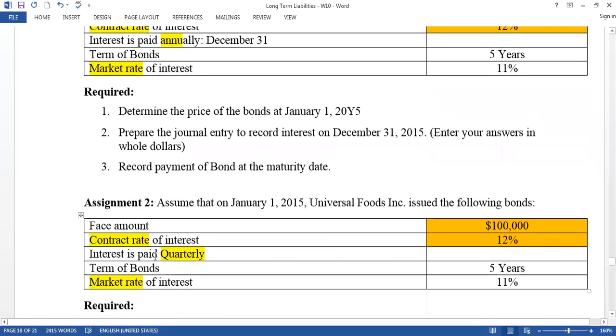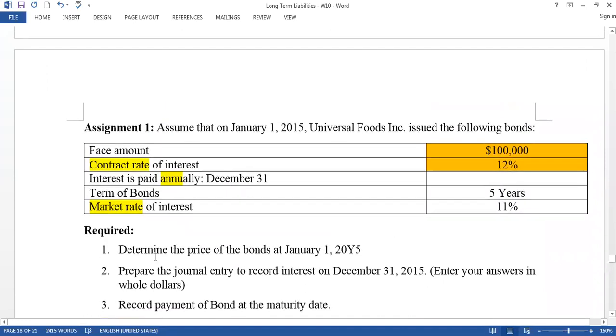So this kind of question you can face. I can give you annually, semi-annually, quarterly, monthly. I can give you a discount bond, a premium bond, or a face amount bond. Anything I can give to you. But you have to understand how to solve this.